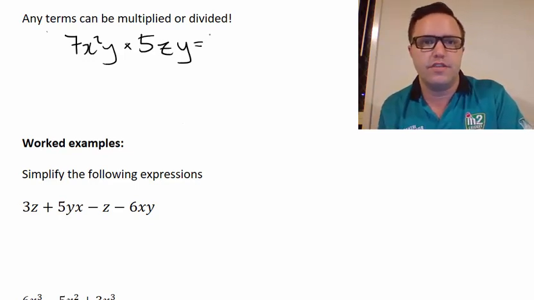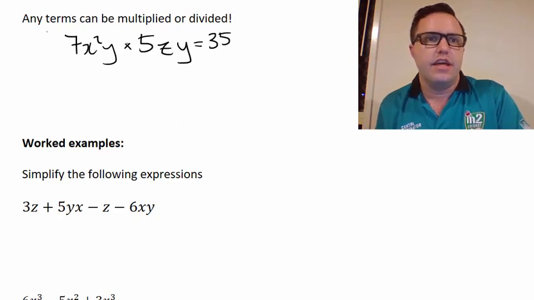So numbers first, 7 times 5 is 35. Our x squareds, no other x squareds to worry about, so you just put x squared, or no x's.